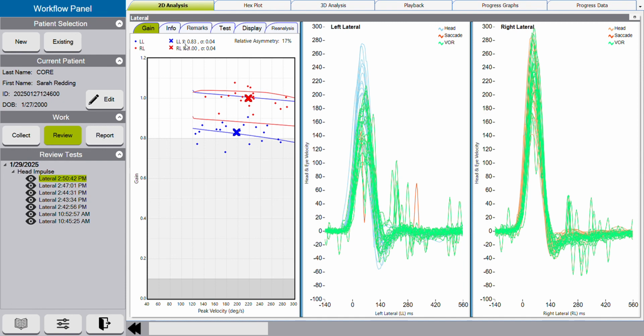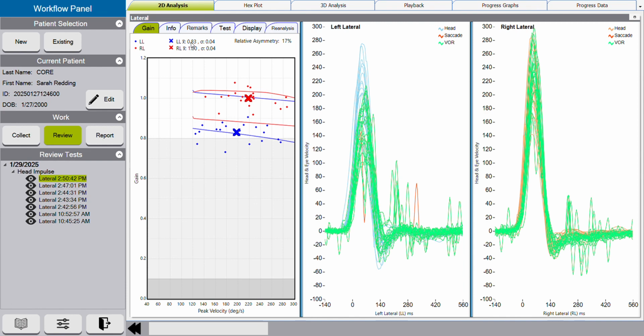If we scoot over here to the right of that, we'll see that LL, left lateral, has a gain of 0.83 and RL has a gain of 1.00. The goal is to be as close to 1.00 as possible because that means that the eyes are exactly moving along the same way as the head is. Again, equal and opposite reactions, and so the right is about as perfect as you can get.